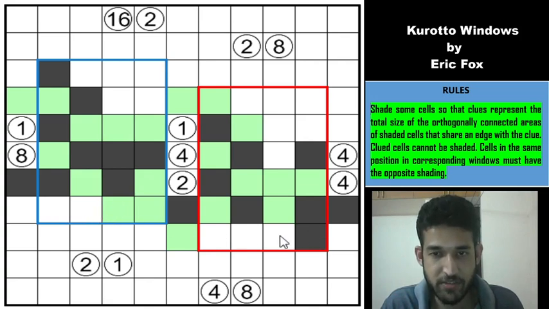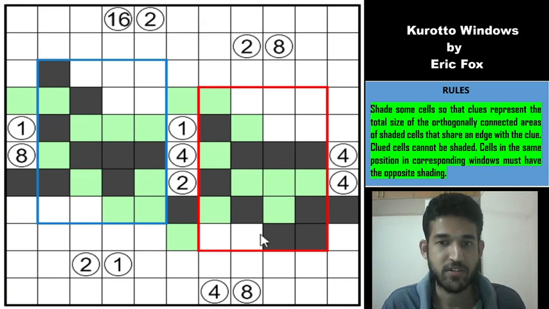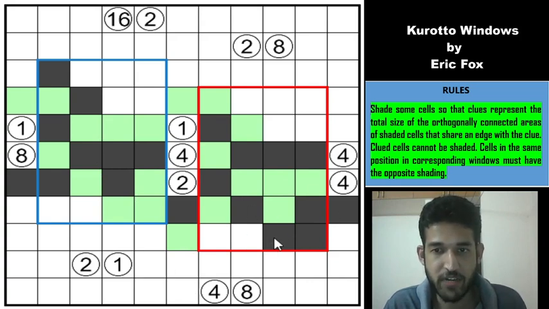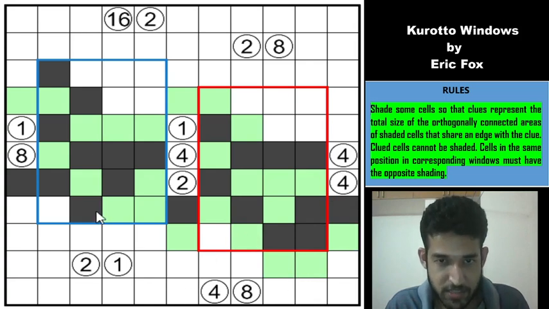So this is unshaded, which means this is shaded, and this cell is unshaded, which means this is shaded. Okay, so all these cells have been mapped to their corresponding position in both windows, and this cannot come down because then it would become 6 in value, but this is a 4 clue, which means this is unshaded, and since 4 is satisfied, we can unshade these cells. Because this is unshaded, this would have to be shaded.